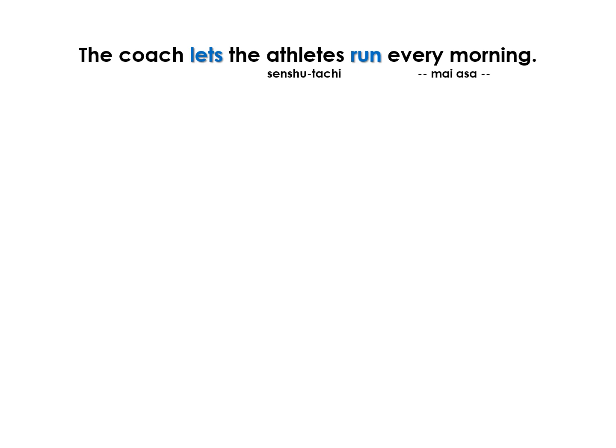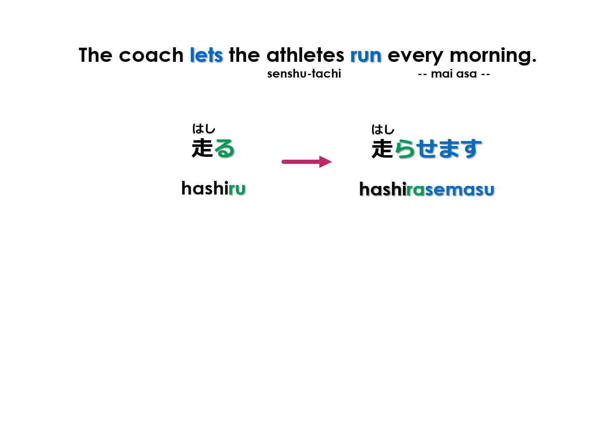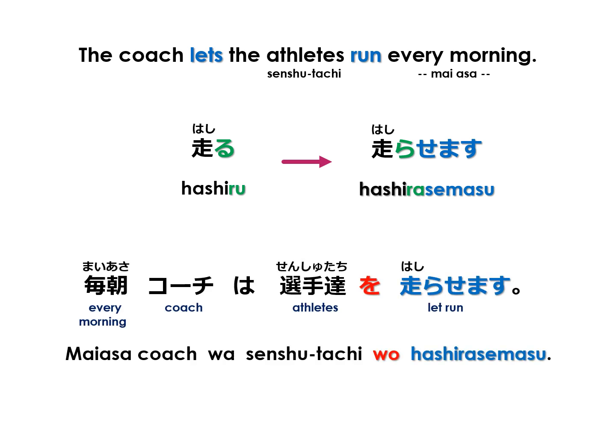The coach lets the athletes run every morning. Again, this is a permissive causative sentence. To run is hashiru, and its causative formal form is hashirasemasu. The sentence in Japanese: mai asa kochi wa senshu tachi wo hashirasemasu. And we can also use ni for the causee and say, mai asa kochi wa senshu tachi ni hashirasemasu.